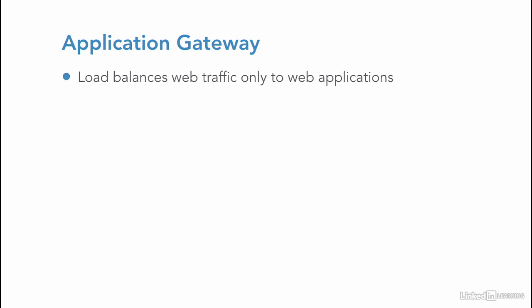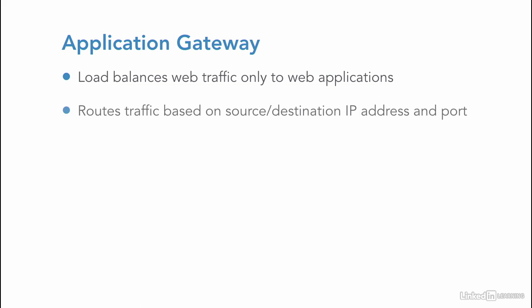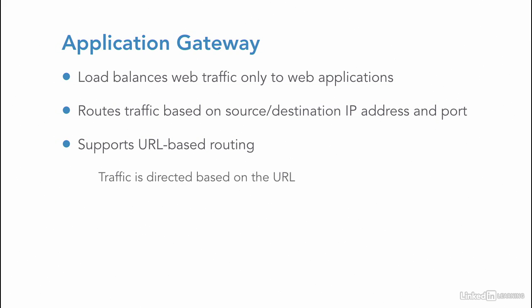And what the application gateway does is load balances web traffic only to web applications. And that is the difference between a load balancer and an application gateway. The load balancer can balance a variety of traffic types. The application gateway is web only. It can route traffic based on the source and destination IP address and port. And it will support URL-based routing, meaning the traffic is directed based on the URL. That's a very high-level overview of the application gateway. It can do much more, but we're not going to get into that in this lesson.